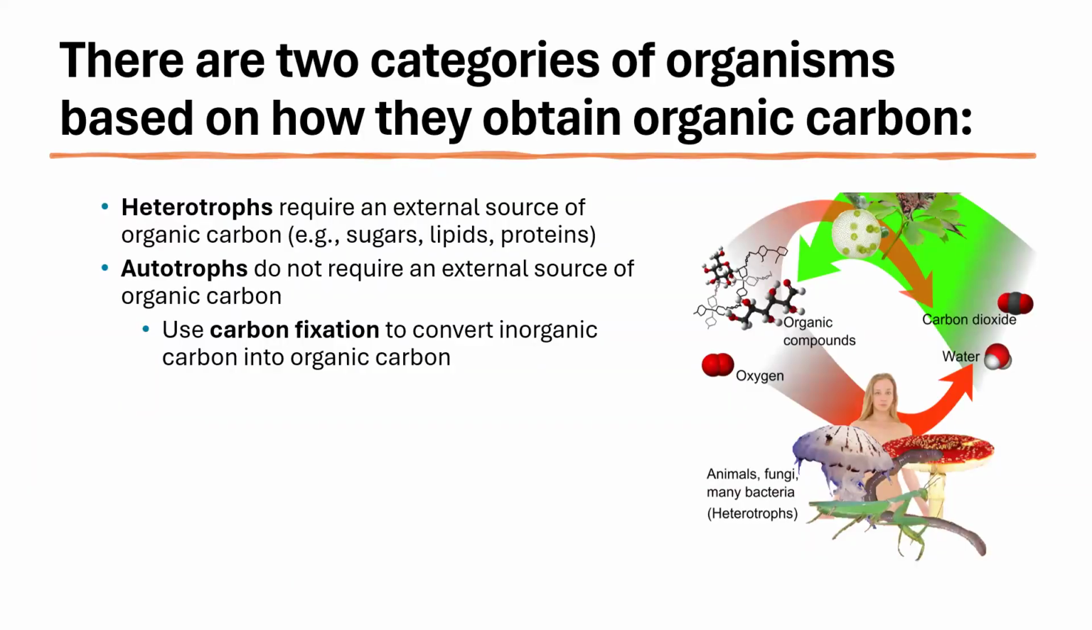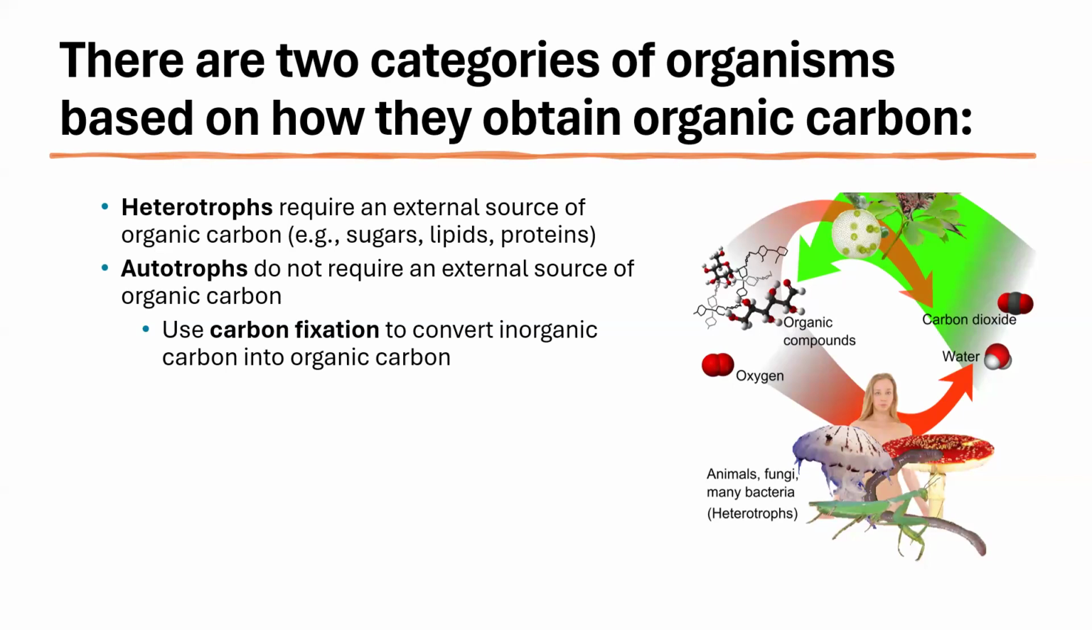Now, there are two types of organisms that we can think of when we're talking about how organisms get organic carbon. Organisms like us are known as heterotrophs. We require some sort of external source of organic carbon to make our own organic carbon. This can be sugars or fats or proteins. Many bacteria are heterotrophs. Most fungi are heterotrophs. Pretty much all animals are heterotrophs. These are basically organisms that eat or decompose organic matter to obtain their own organic matter.